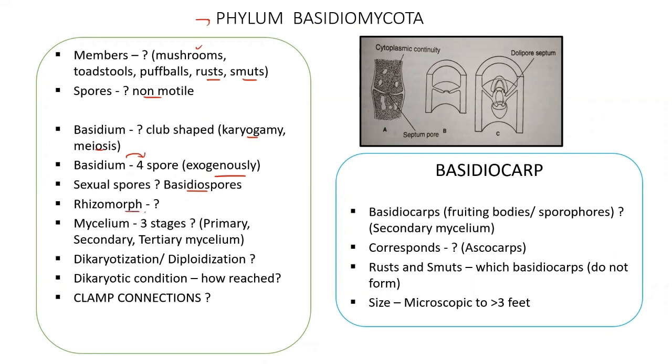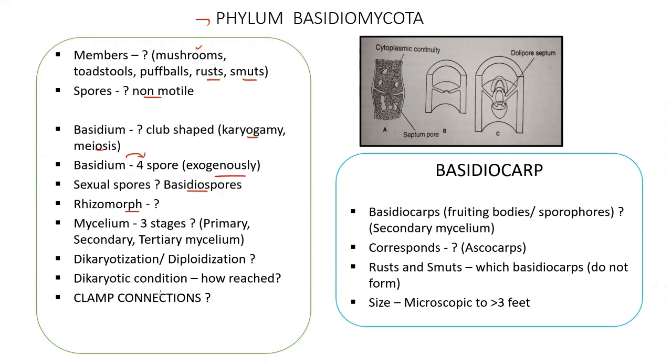Then what is rhizomorph that we talk about in Basidiomycota? Then mycelium passes through three stages: primary, secondary, and tertiary mycelium. So you should be knowing the characteristics of these mycelium. Then what is dikaryoticization or diploidization? How this dikaryoticization is reached or dikaryotic condition is reached. Then what is clamp connection?